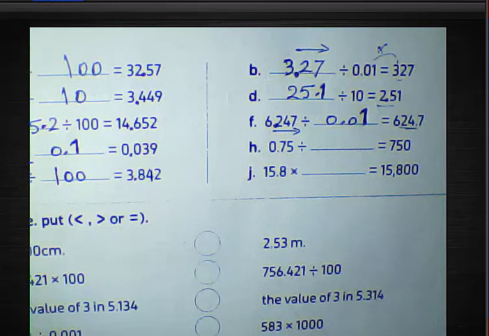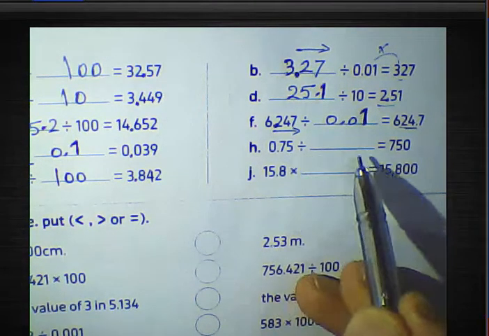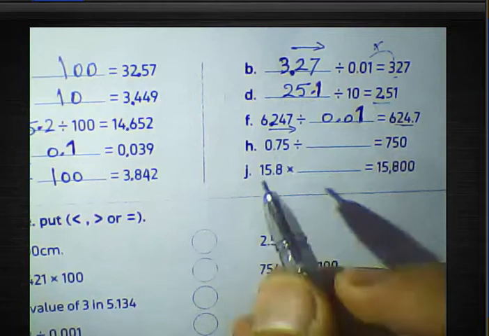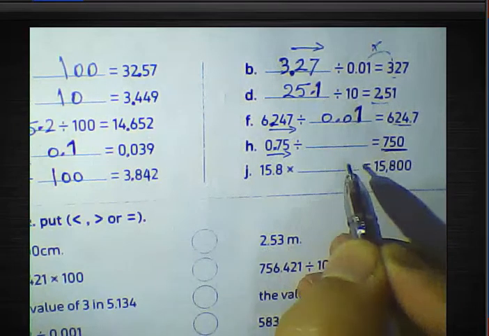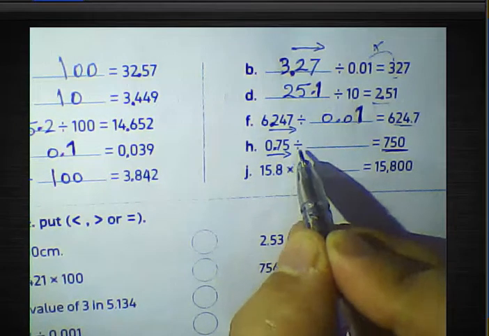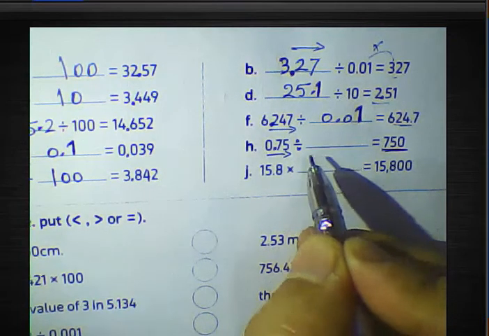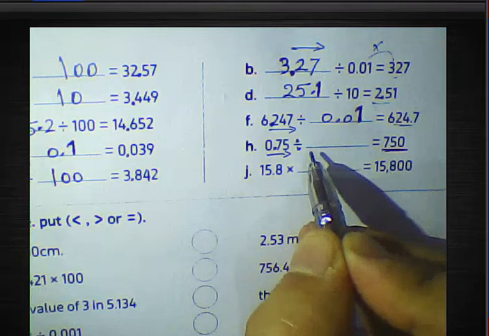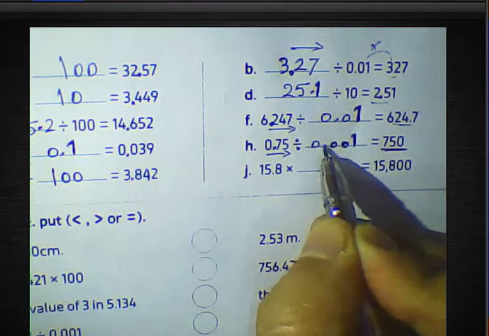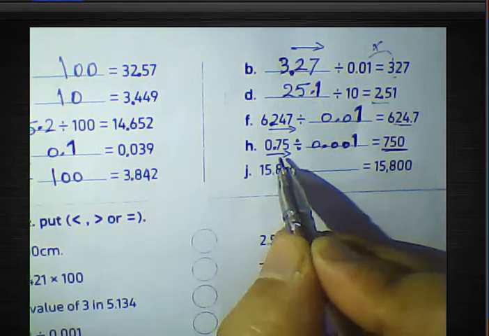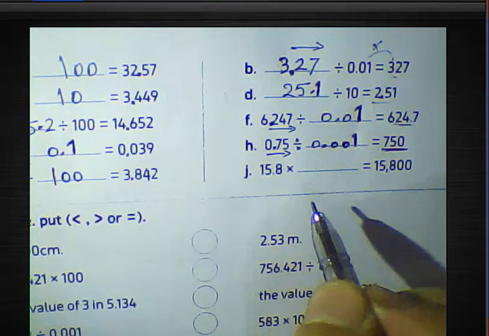Question letter H. 0.75 divided by what equals 750? Look, the point moved from left-hand side to right-hand side by three digits. So we must multiply by 1000, and we want to write the divisor. Multiplying by 1000 means dividing by what? Dividing by 1000ths. Okay, because the point moved from left-hand side to right-hand side, so we must divide it by 1000ths.